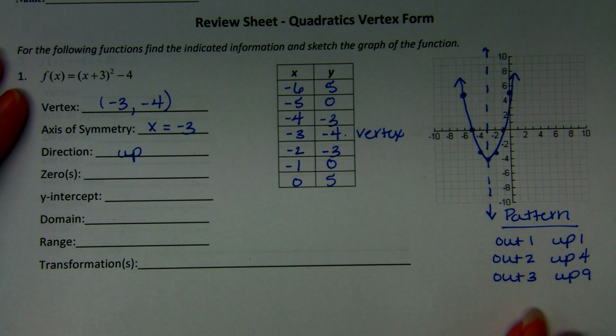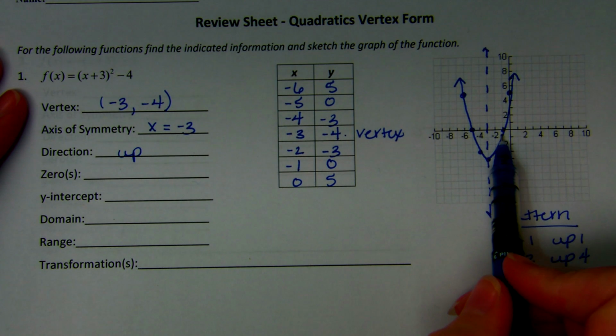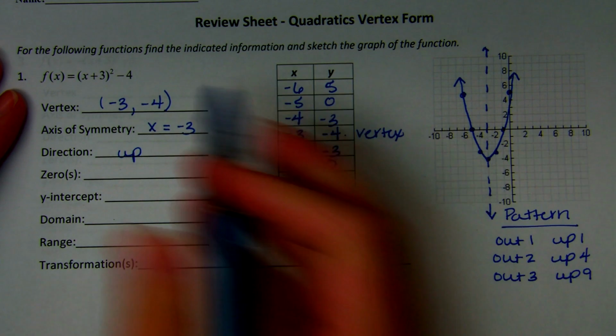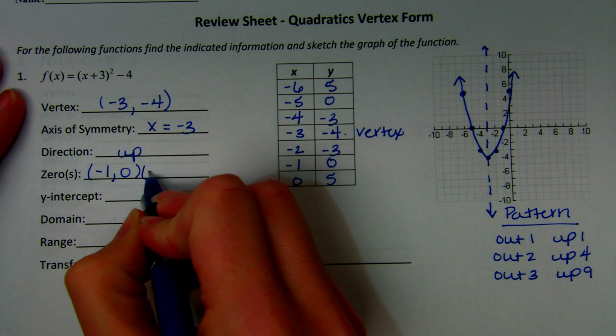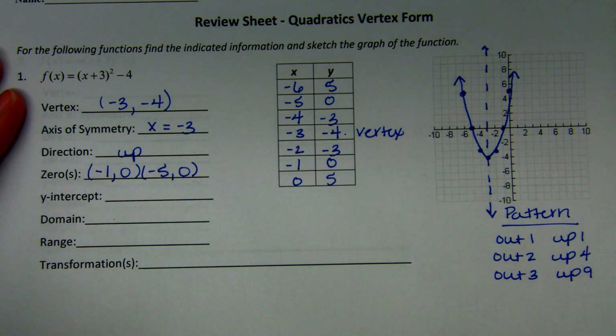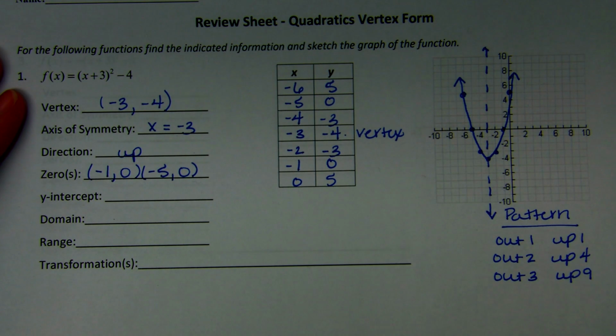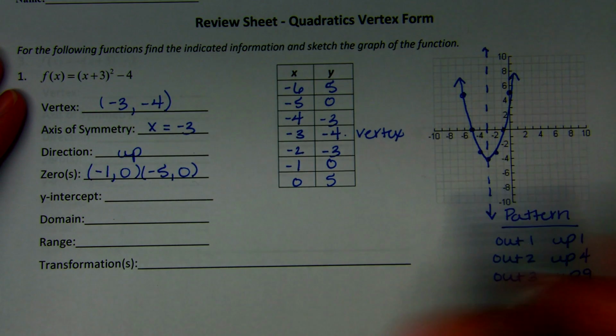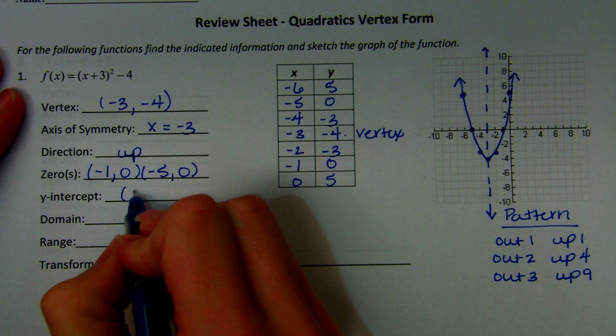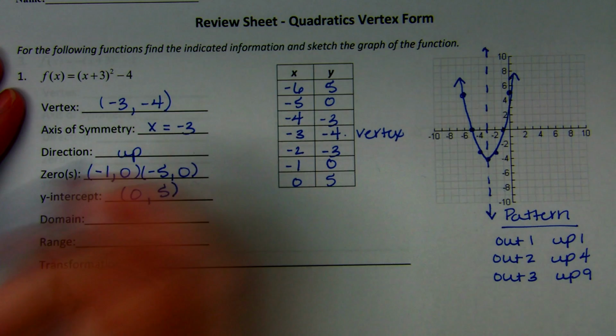Zeros are where it touches or crosses the x-axis, and that happens here at -1 and -5. Remember that those are points, so it's (-1, 0) and (-5, 0). The y-intercept is where it crosses the y-axis, and that happens right here at 5. And that is also a point. It's the point (0, 5).